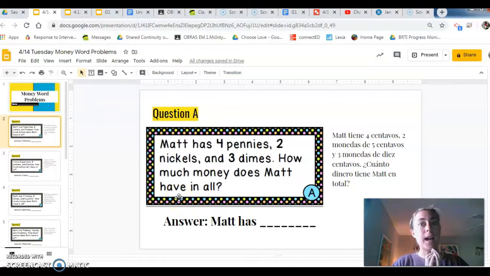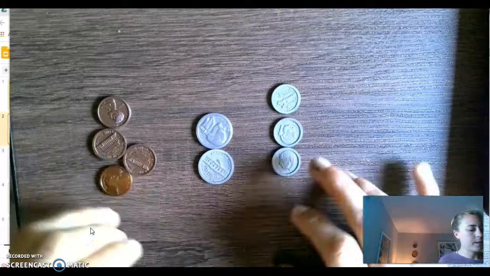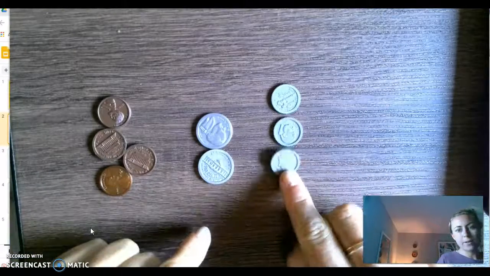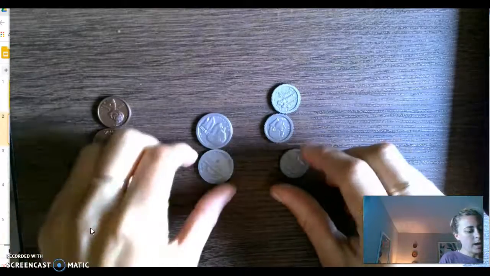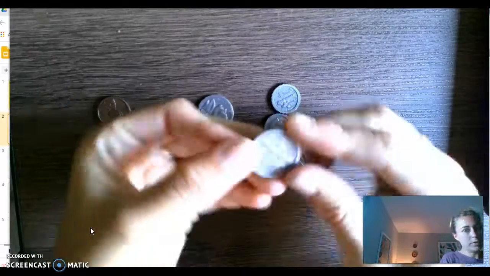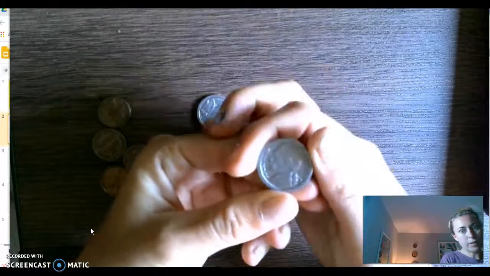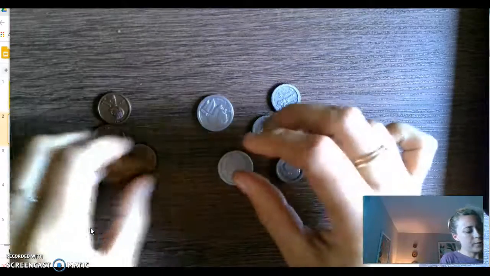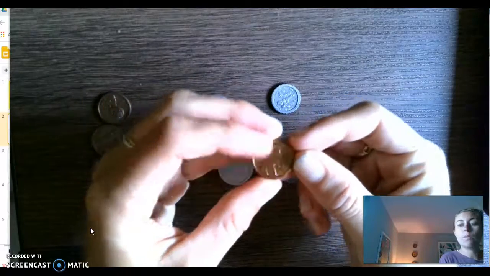The first thing I need to do is find these coins. Remember, you should have coins for this activity. So I've got all the coins that Matt has right here. So I've got my dimes. I know that these are dimes because they're the smallest ones and they have ridges. I've got my nickels. I know these are nickels because they say 5 cents on the back and they have Thomas Jefferson on the front. I know that these are pennies because they're small and copper brown and worth 1 cent.